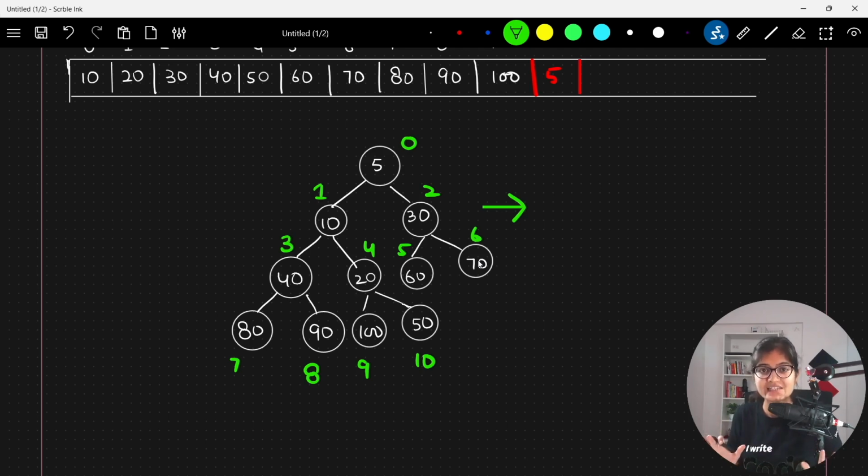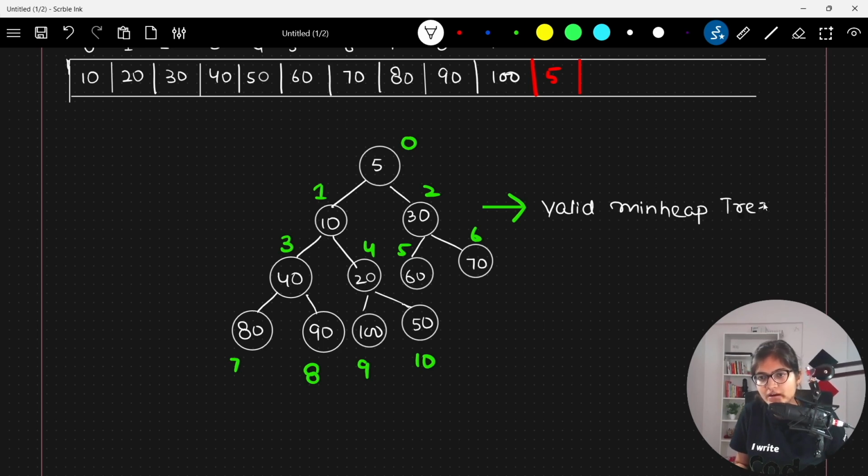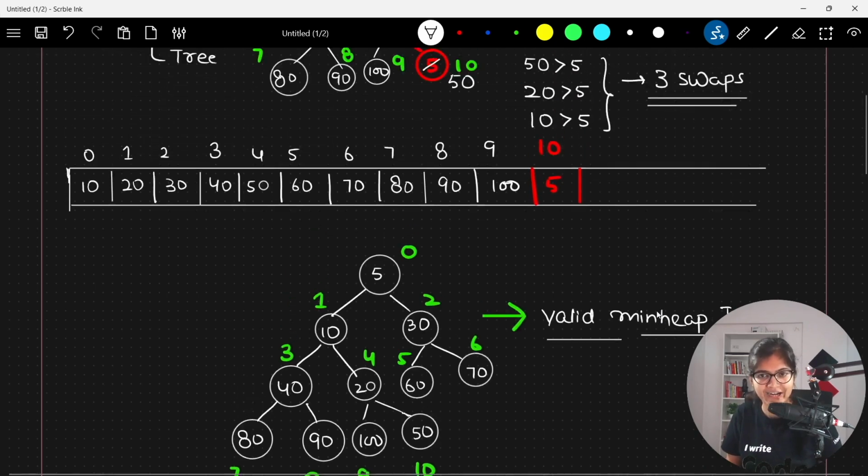It seems to me at least a perfect combination, because every parent node, whatever I can see here as of now, has a value less than its child node. So I can say that this will become a valid min heap tree, because if you see all the combinations, every parent node has a value which is less than the child node.